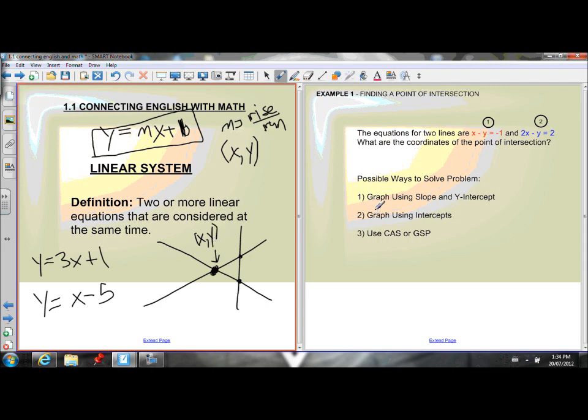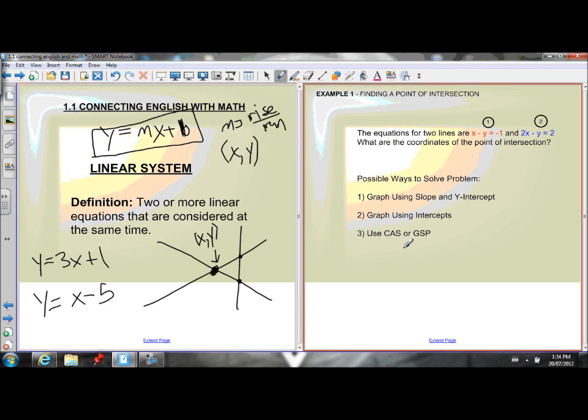We could also graph using intercepts. We could find the x-intercept and y-intercept of each of these lines. If I know the x and y-intercept of this line, I can plot them, connect them, and I've got the line. Do that for both of them, find where they intersect. We'll do one example like that as well. Or you could use a computer algebra system or Geometry Sketchpad, so a graphing calculator or any math software that has the ability to graph lines or other functions.